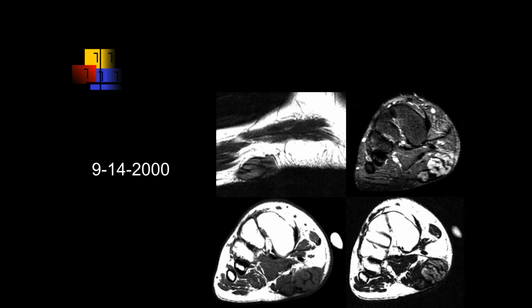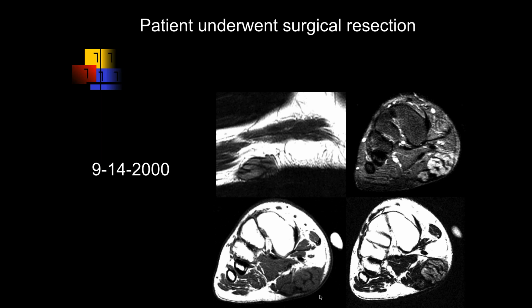Okay, Max? All right, so we have axial and sagittal views of the foot demonstrating the soft tissue mass that we just saw, similar to the previous study, in the region of the plantar fascia. It's low signal intensity on T1 and high signal intensity on T2. The patient underwent a surgical resection, so he had the plantar fibromatosis removed. Dr. Gudis isn't here today, and he would say that if you remove these, you have to have wide margins because they're not malignant, but if you don't have wide margins, they will recur.